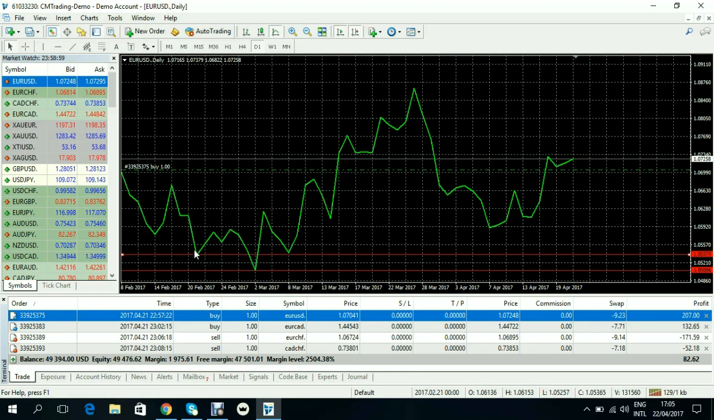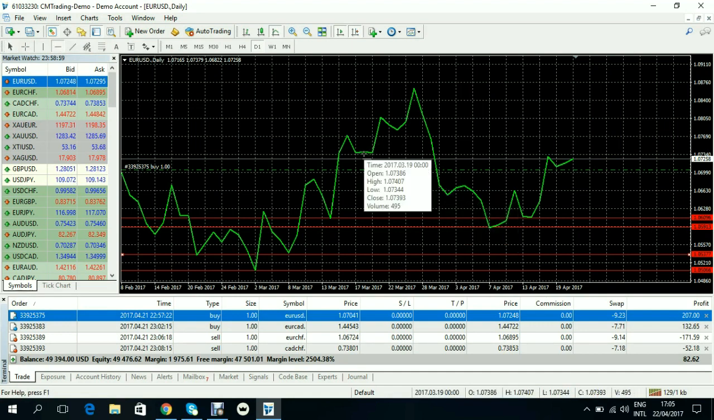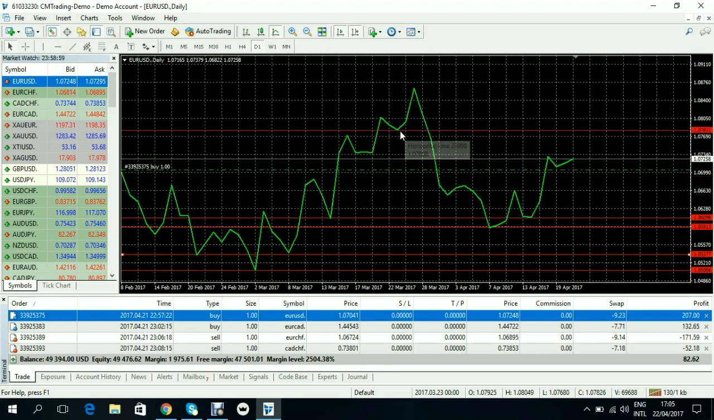Here is a support. You can see that this and this support are almost on the same level, and this is a support. This is also a support. Sorry, this is a support.